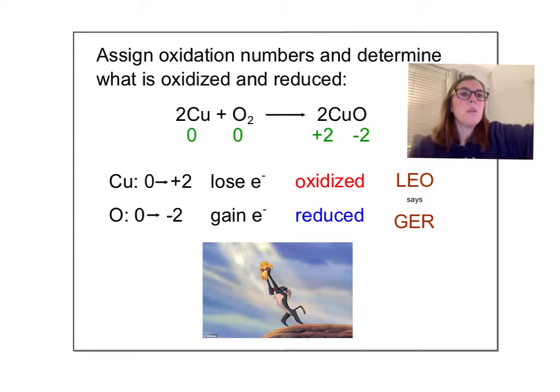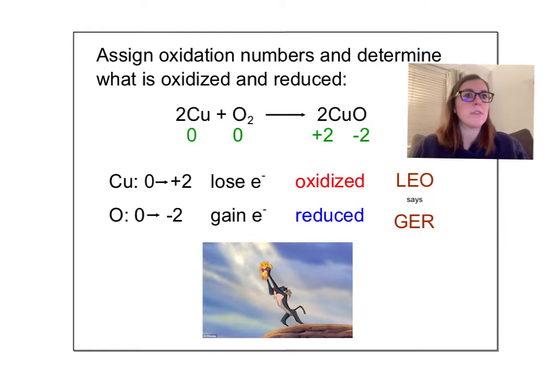So copper went from an oxidation number of 0 to a +2, and remember electrons are negative, so because it became positive, that means it lost electrons. It lost those negatively charged electrons. And when we lose electrons, LEO, lose electrons, we are oxidized. So in this case, copper is oxidized. And then we have oxygen, who goes from 0 to -2. Oxygen gained electrons. So gain electrons, GER, reduction.